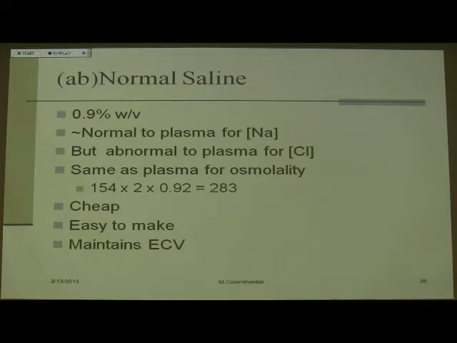But it is abnormal to plasma for chloride, which is fine as long as you recognize that. It is the same as plasma for osmolality due to the explanation I gave you before. It's cheap, it's easy to make, and it maintains ECF volume in situations where we need to use it. So what's the big fuss? We have used it for over 100 years, close to 200 years. What's the big fuss?